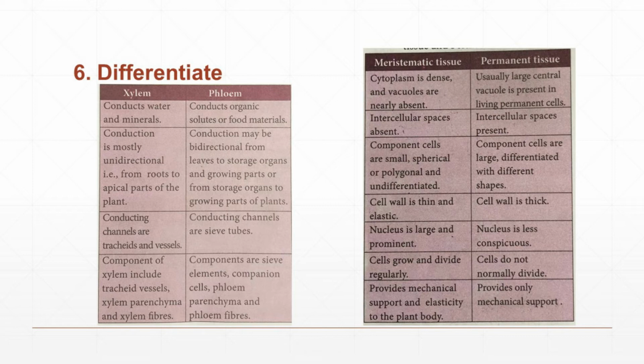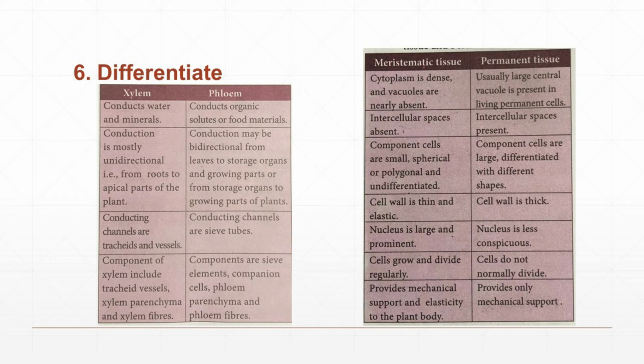In meristematic tissue, the cell wall is thin and elastic. In permanent tissue, the cell wall is thick. In meristematic tissue, the nucleus is large and prominent. In permanent tissue, the nucleus is less conspicuous. In meristematic tissue, cells grow and divide regularly. In permanent tissue, cells do not normally divide. Meristematic tissue provides mechanical support and elasticity to the plant body. Permanent tissue provides only mechanical support.